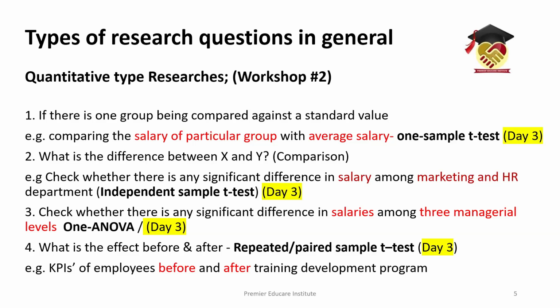And the number 4, very important, especially in the medical science, repeated or paired sample. Repeated or paired sample means you have a sample which will be tested before and after. For example, your knowledge before my workshop and after my workshop. Here, remember, the same sample is tested twice. That is what is called repeated or paired sample t-test. This is very important. I will later tell you again if I get the time.